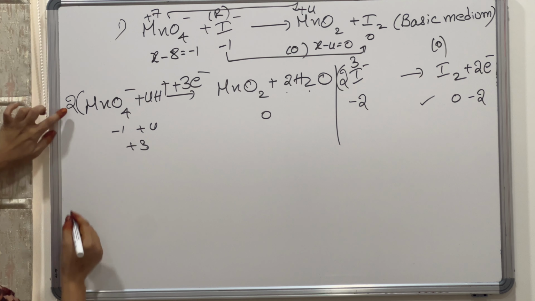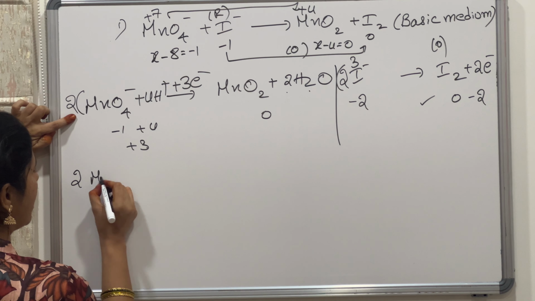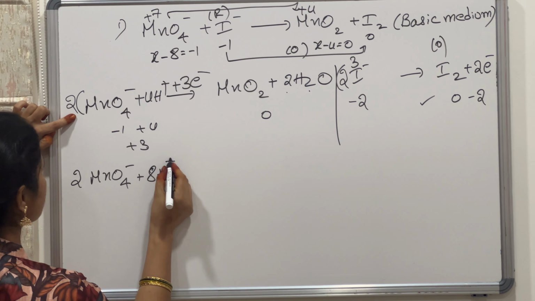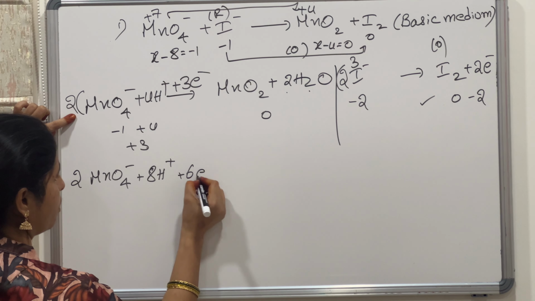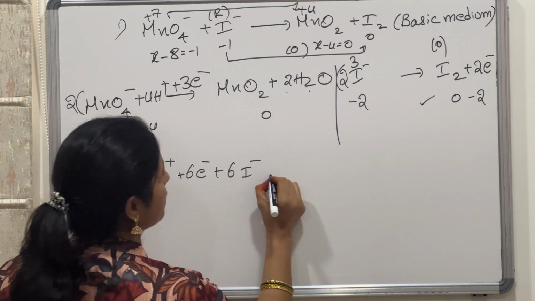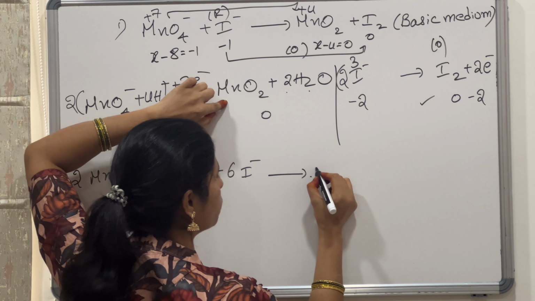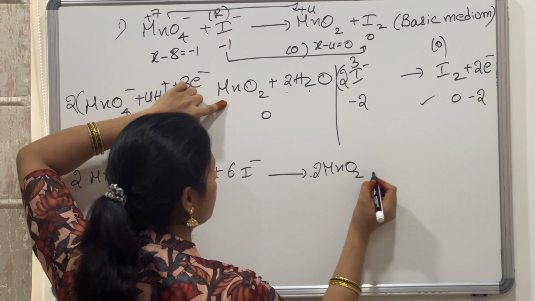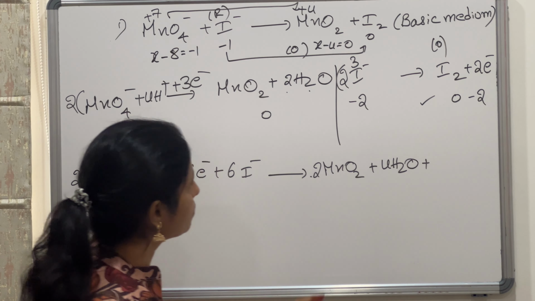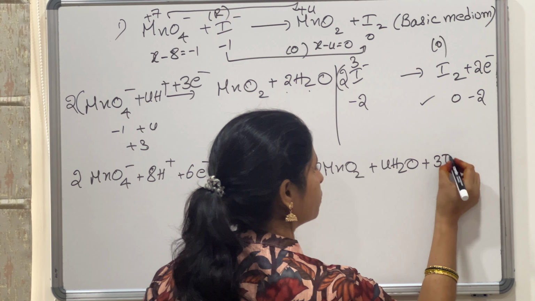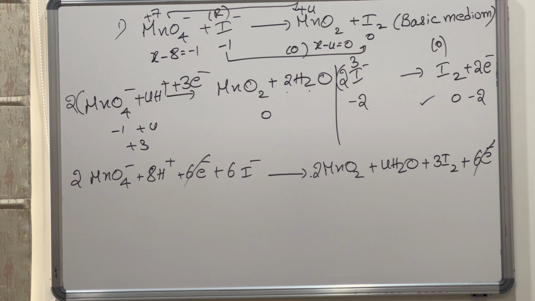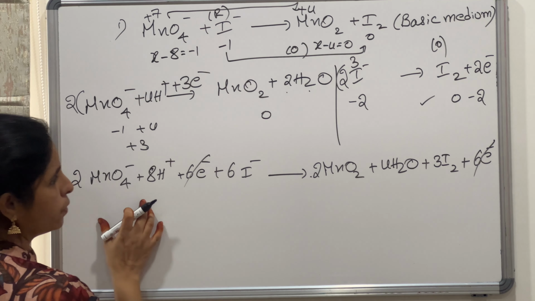So here what you will get: 2 MnO4 minus plus 2 4s are 8H plus, plus 2 3s are 6 electrons, and other side 2 3s are 6I minus, gives rise to 2 MnO2 plus 2 2s are 4H2O plus 3I2 plus 3 2s are 6 electrons. These 6 electrons will get cancelled. So here you got this equation.